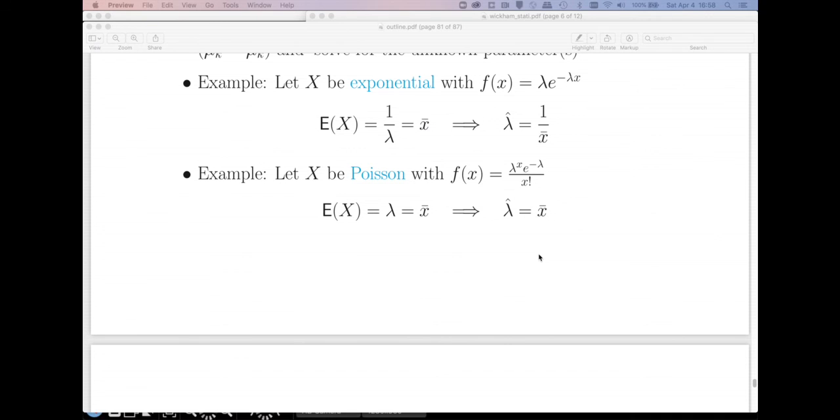All right, that's it for my introduction to maximum likelihood estimation.